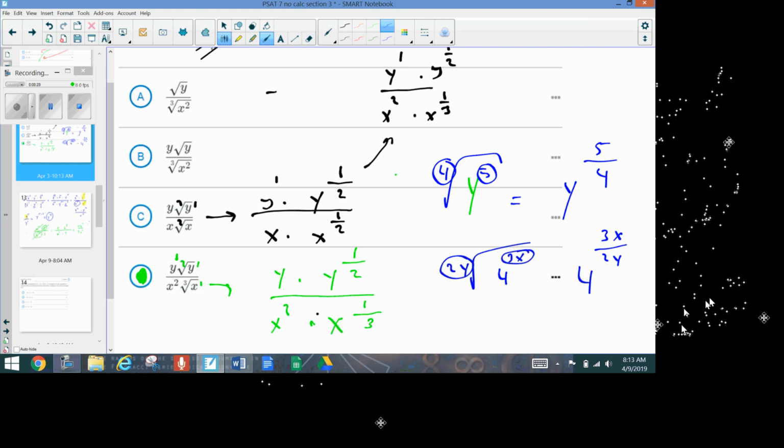It's better to do more practice when you go home. You're going to go to Khan Academy, you're going to type radical expression, and you do more examples on your own.